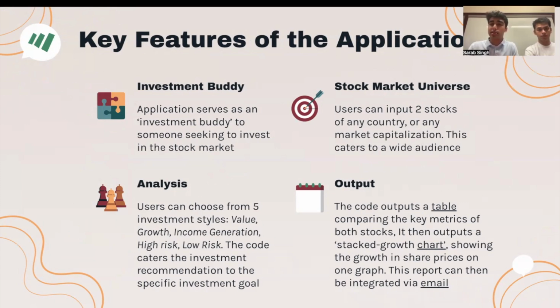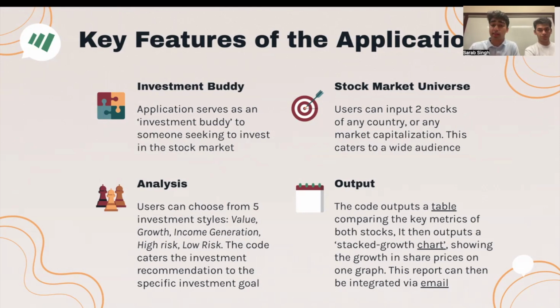In terms of analysis, the user can pick from five different investment styles or goals, which are value, growth, income generation, and then high or low risk. And our product will cater to the specific goal and give them a relevant recommendation. And then along with this output, it'll also output a table which compares many key metrics of both stocks and will give a stacked growth chart showing the growth of share prices for both stocks in one graph.